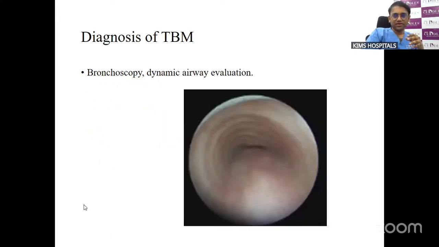With bronchoscopy and dynamic airway evaluation, you can see the tracheal rings and the tracheomalacia. We can see that this is a dynamic thing on the video. We're not able to play the video, but you can see that the airway space is getting narrowed because of the weak cartilage.